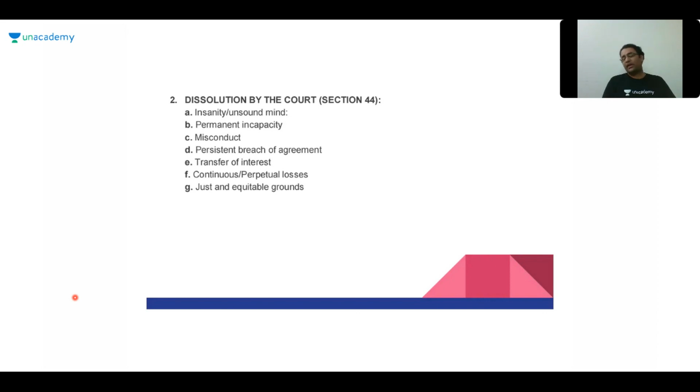Persistent breach of agreement. As I said, a partnership deed is the agreement that determines the partnership firm. If there is a consistent breach of the terms of the agreement by one or more partners, the remaining partners can apply to the court and ask the court to compulsorily dissolve the partnership firm. If there is a transfer of interest, A, B, and C are 33% shareholders in the partnership firm. C, without the consent of A and B, transfers his 33% profit share to D.